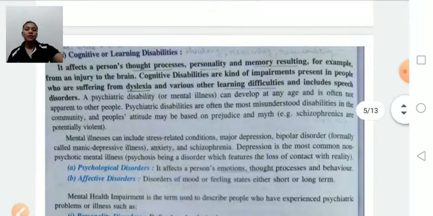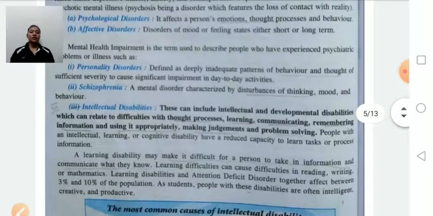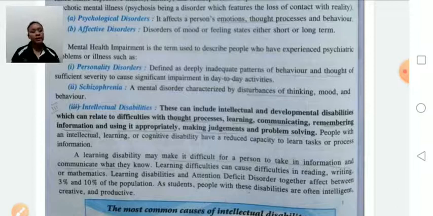Next is intellectual disability. Intellectual disability is related to intellectual and developmental disability. Okay, intellectual disability is mainly related to your IQ levels and developmental disorders, that is, your IQ level, your intelligence, is not properly developed. So the person faces difficulty in intellectual disability.